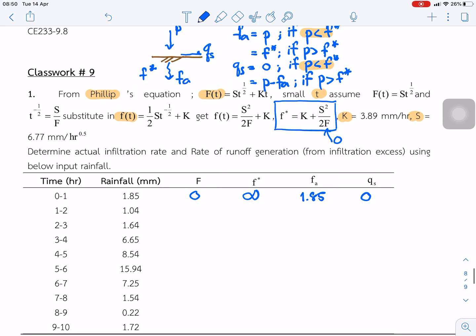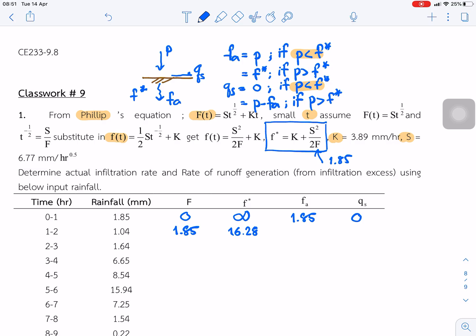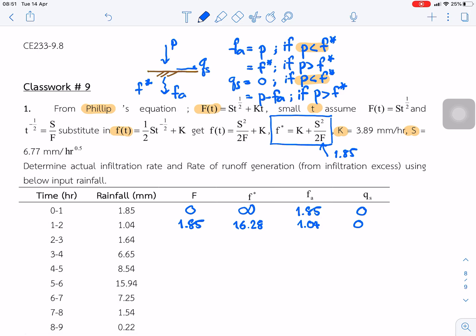We do the same for the next hour. The accumulated infiltration is from the previous hour, which is 1.85, and we substitute 1.85 for F. It is still in the first condition, the rainfall is still less than the infiltration capacity, so we expect that the infiltration rate is equal to 104 and runoff is 0. You can do the same for the next hour.